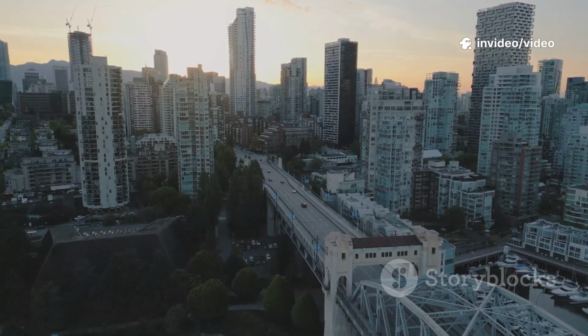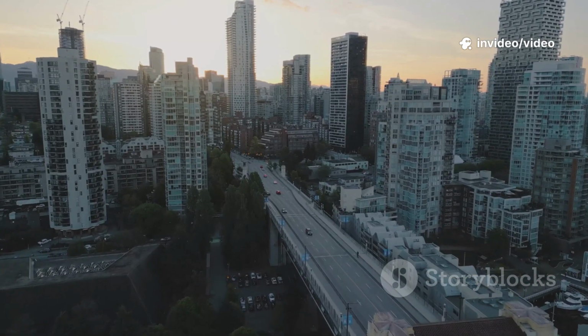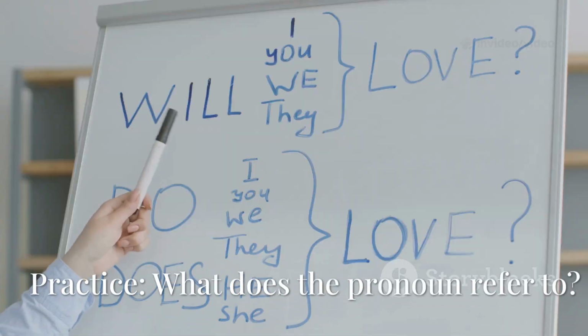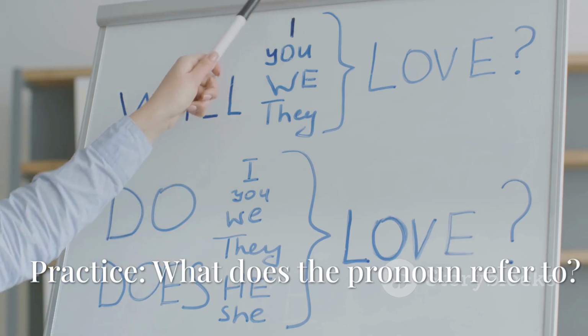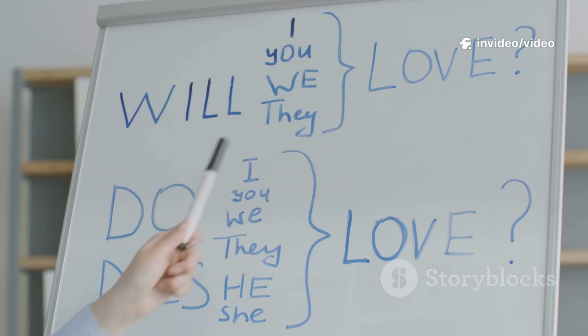Who is for people, which is for things, and that can be used for both people and things, though who is preferred for people in formal writing. Let's practice identifying antecedents. I'll give you a short text. Find the pronoun and name what it refers to.